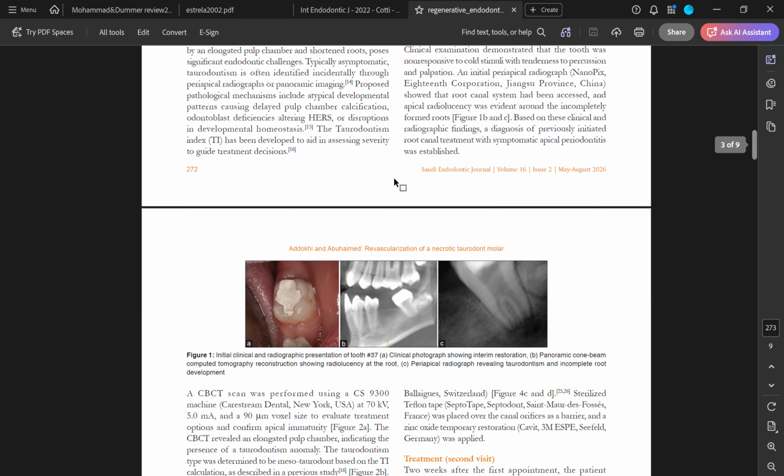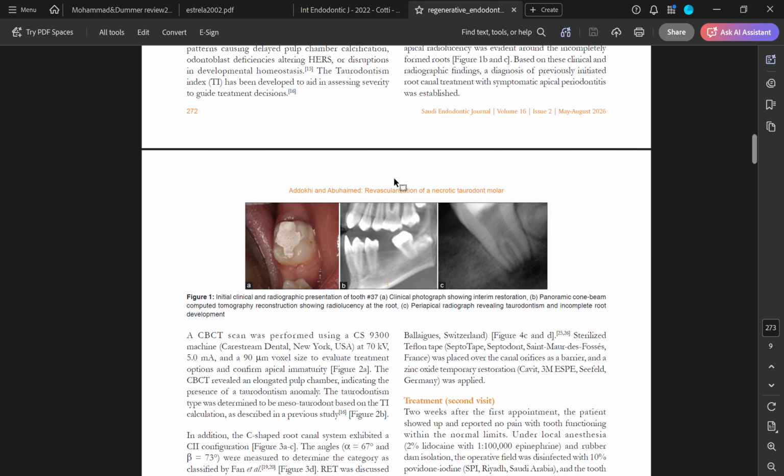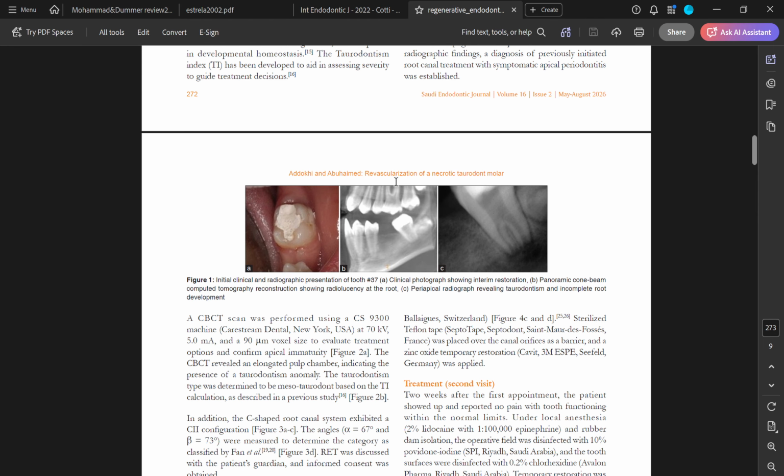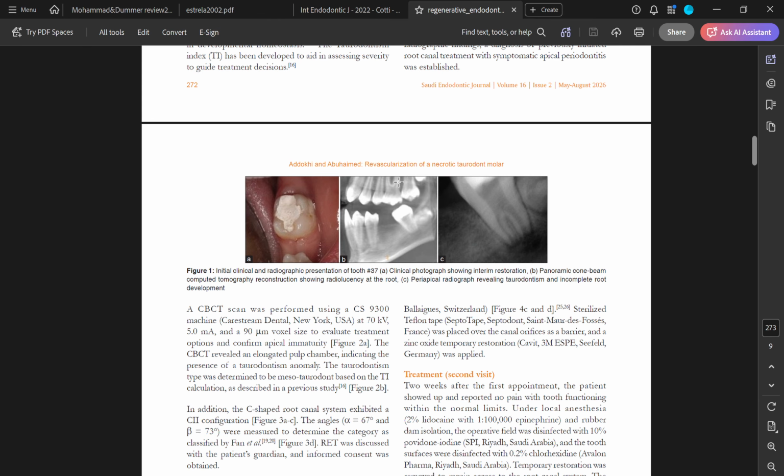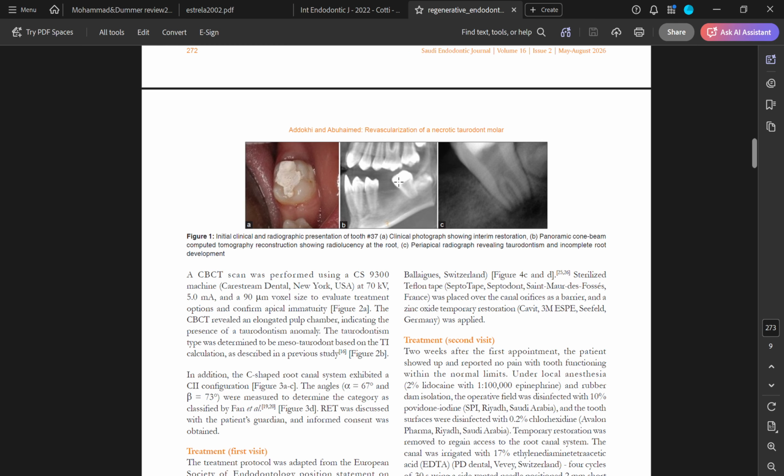CBCT scan confirmed the mesio-tortuosity for this tooth and also a class 2 C-shaped canal configuration with immature roots. Based on these findings, the diagnosis was previously initiated root canal treatment with symptomatic apical periodontitis.